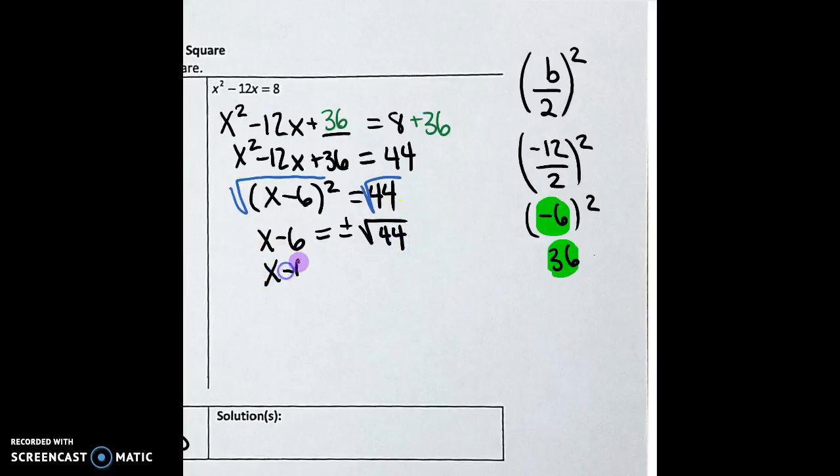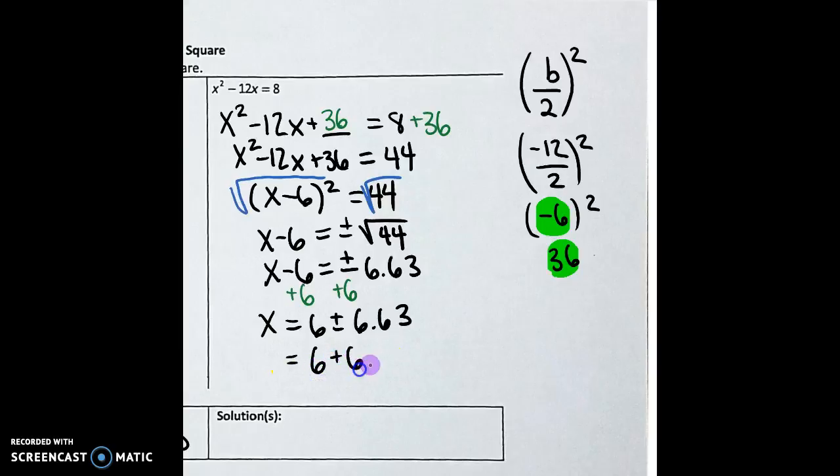What I'm going to do is simplify that to a decimal, which if you use a calculator, is 6.63. Alright, so we're almost done. We're going to add 6 to both sides, which means now I have x equals 6 plus or minus 6.63, which now becomes two separate problems that I know how to solve. You're going to take the positive one, 6 plus 6.63, which simplifies to 12.63. And you're also going to do the other one, which is 6 minus 6.63, which comes out to negative 0.63.